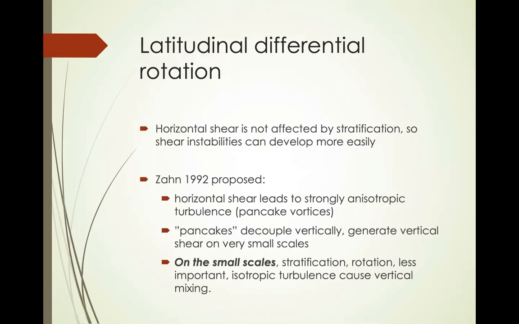Now, by contrast with radial shear, horizontal shear instabilities are not affected by stratification and can develop much more easily. So in 1992, Jean-Paul Zahn proposed that horizontal shear could drive very strongly anisotropic turbulence, which are often now referred to as pancake vortices. The pancakes decouple vertically and generate vertical shear on very small scales. And on these small scales, the turbulence becomes more isotropic and can then cause vertical mixing.